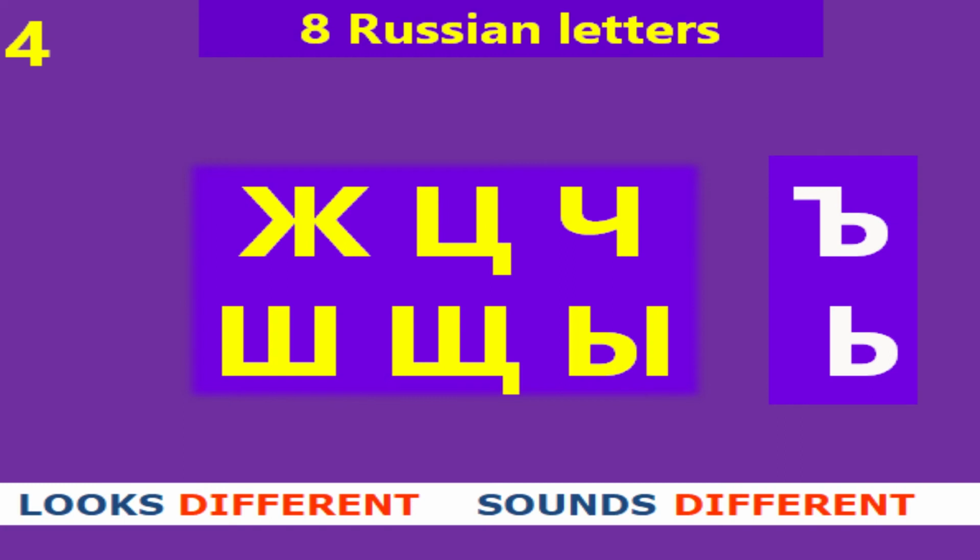Here the course continues with the third part of the Russian alphabet. See the links to parts 1 and 2 in the description box below. The 6 letters in yellow have their own unique look and sound. The 2 letters in grey will be described later in the lesson.